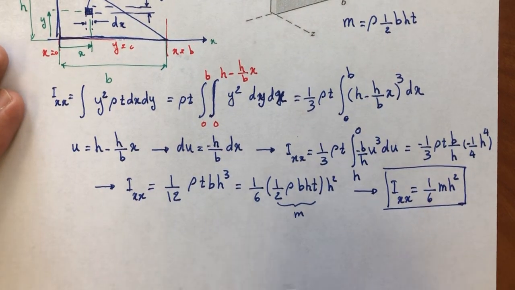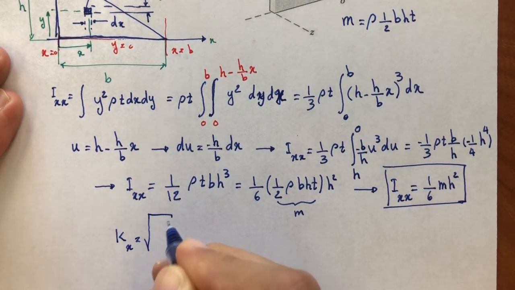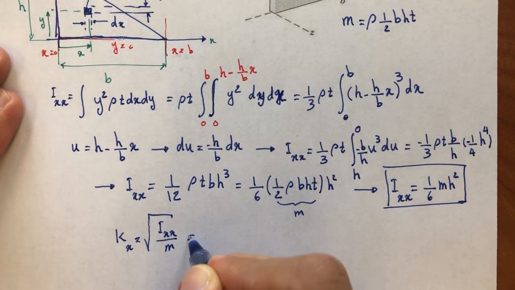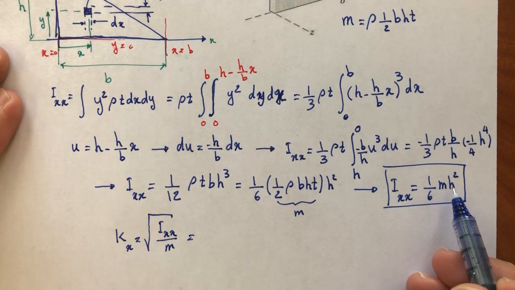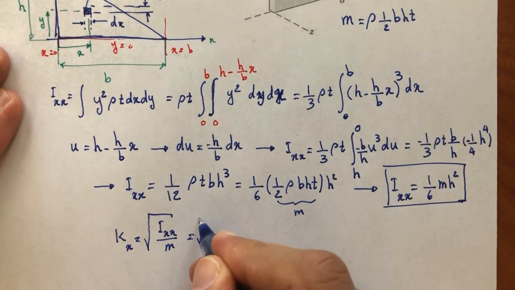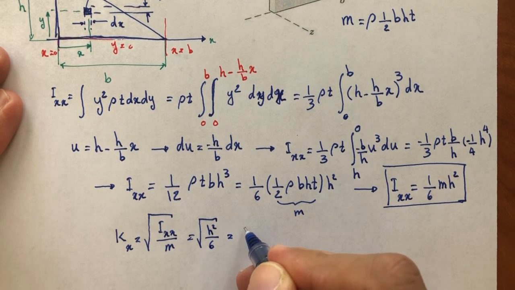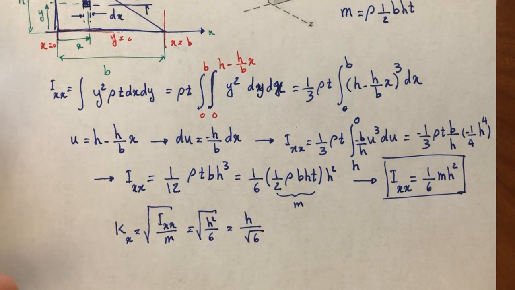The radius of gyration, kx, is equal to the square root of Ixx over mass. So it's going to be the square root of 1/6 m h squared over mass, which is the square root of h squared over 6, or h over square root of 6. This is the radius of gyration about the x-axis.